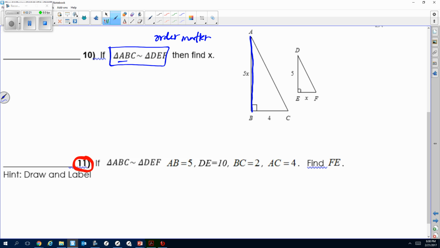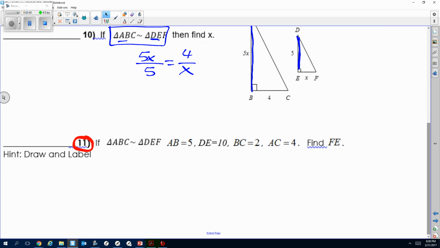So if I'm looking at A and B, the first 2 letters, that corresponds with the first 2 letters in our similarity statement. So just make sure we have 5x is to 5 as 4 is to x, and we're cross multiplying. And don't let the quadratic fool you. Ask questions, come to tutorials if you want to check.